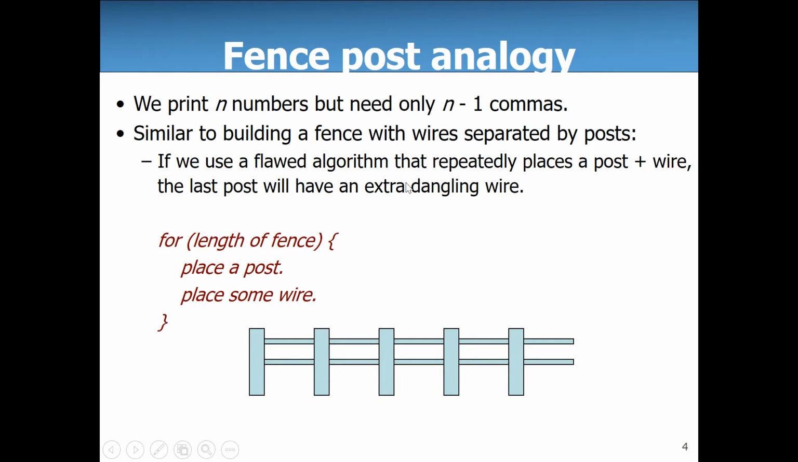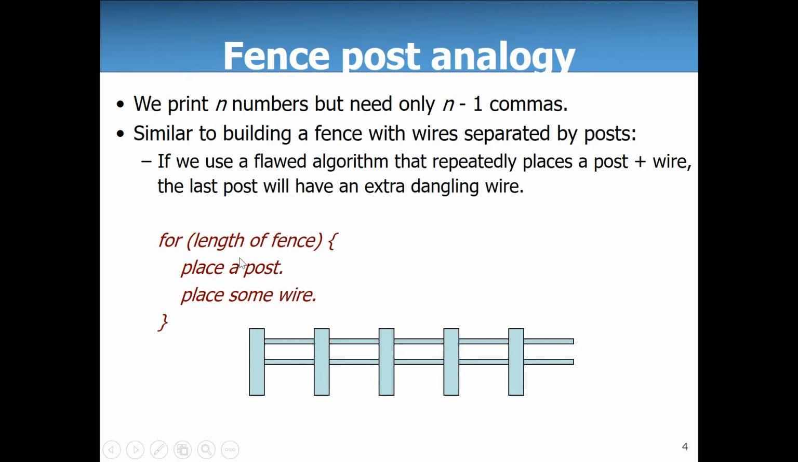So the idea here is that if we put down a post and then we put down a wire, and then put down a post and then put down a wire, then put down a post over here and then put down some more wire, and so on and so forth, you're going to end up with one more piece of wire than you need. That's the analogy we're working with here.